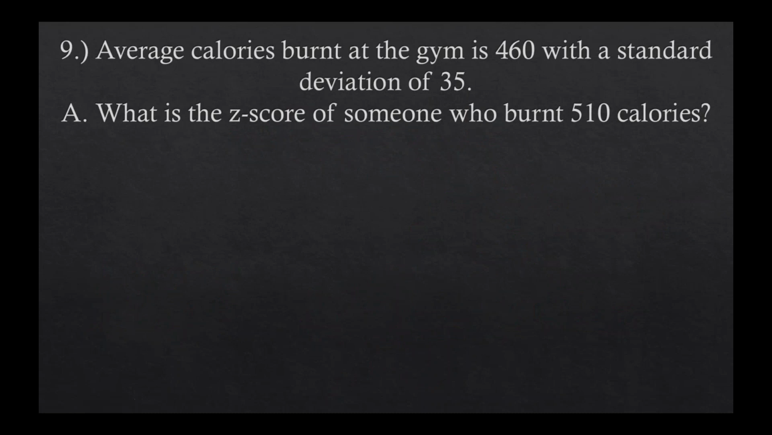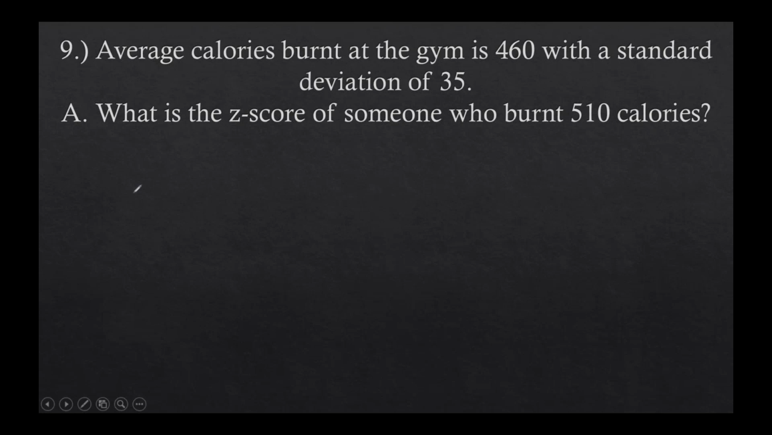Okay, let's go ahead and do some math here now that I'm yapping all over the place. So we're going to use the idea that the average calories burnt at the gym is 460 with a standard deviation of 35. And of course, this is completely made up data. So the first thing we're going to do, part A, is find the z-score of somebody who burnt 510 calories. When they're asking for a z-score, they're really just saying, how many standard deviations away from the mean are you? If your value is 510, how many standard deviations away are you? That's what a z-score is.